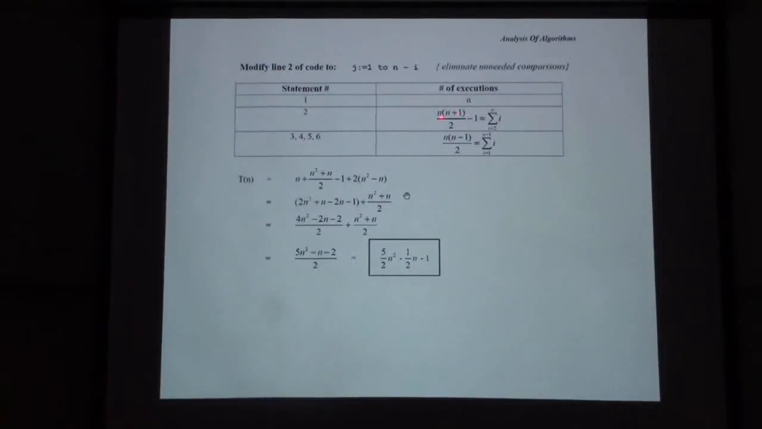So these are the values that we've come up with here. This is n times (n plus 1) over 2 minus 1, which can then be simplified. And then this is n times (n minus 1) over 2, which occurs 4 times. Are you with me? Yes.